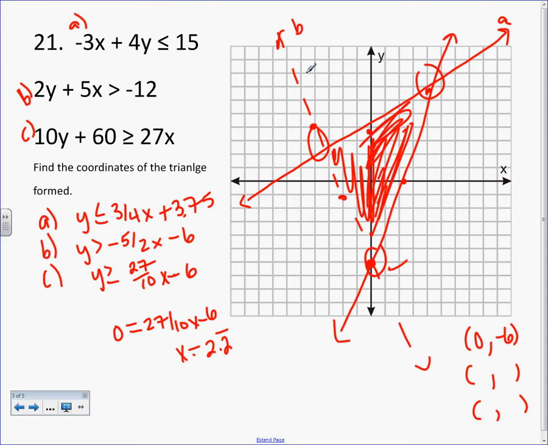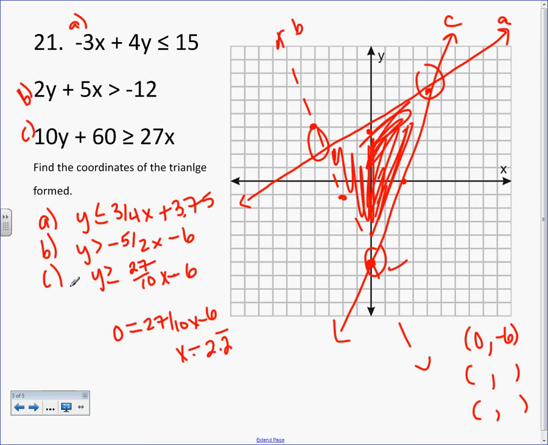So we need to see where A and B cross, and we need to see where, I didn't label it, C and A cross. How do we do that? Substitute or eliminate, right? That's the whole point of the whole chapter. You can solve any way you want to, but with this we have to do it algebraically.